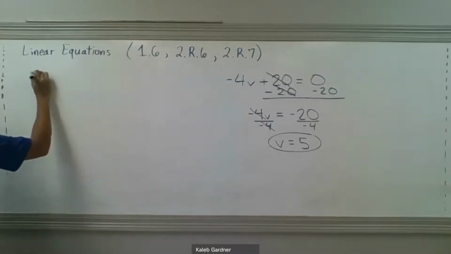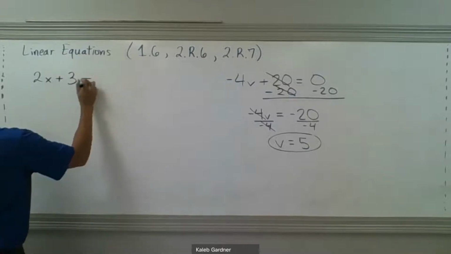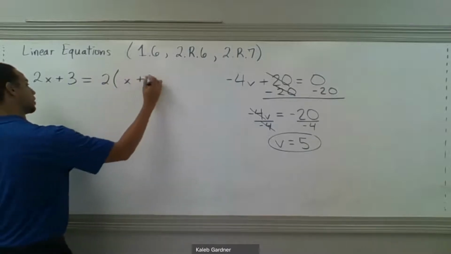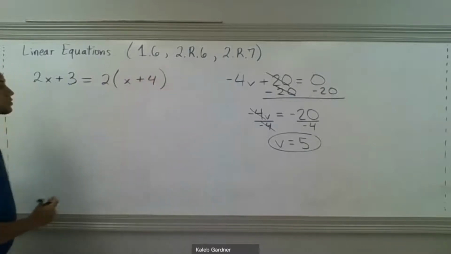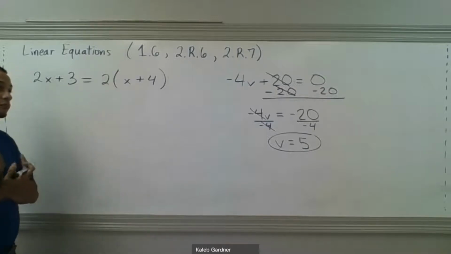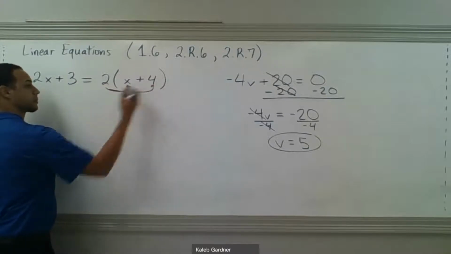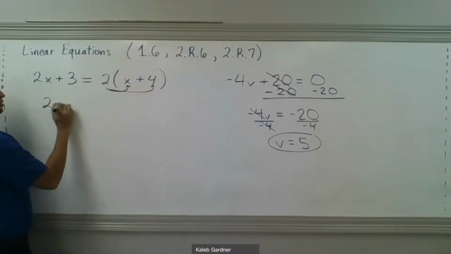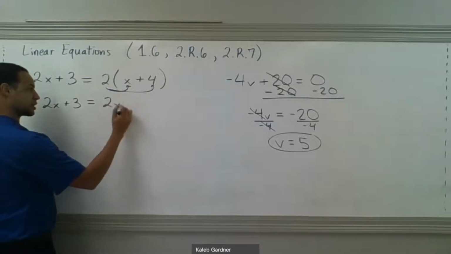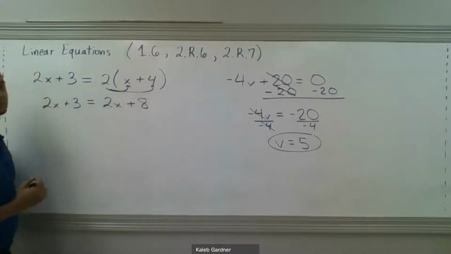All right, so how about 2x plus 3 equals 2, parenthesis, x plus 4. So let's go ahead and solve this example. First, I'm going to distribute. So I've got 2x plus 3 equals 2 times x, which is 2x, plus 2 times 4 is 8.